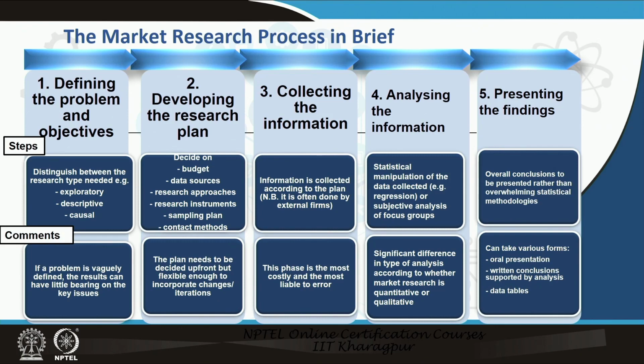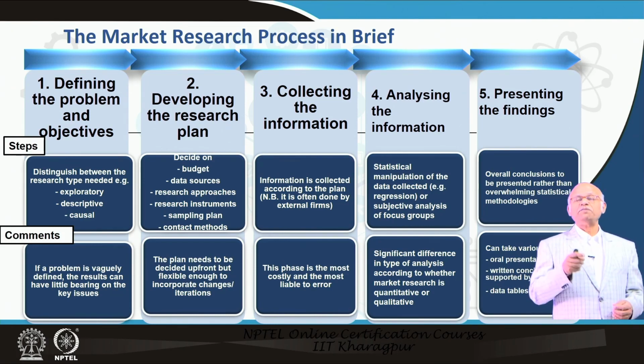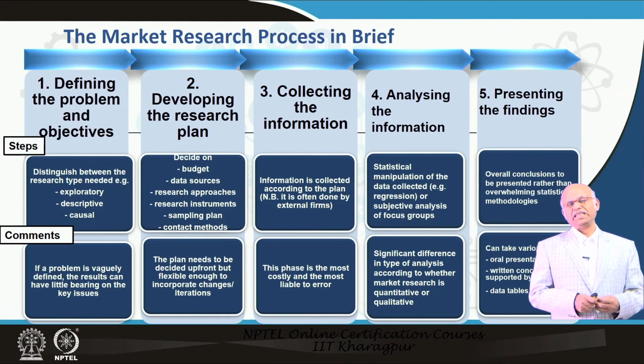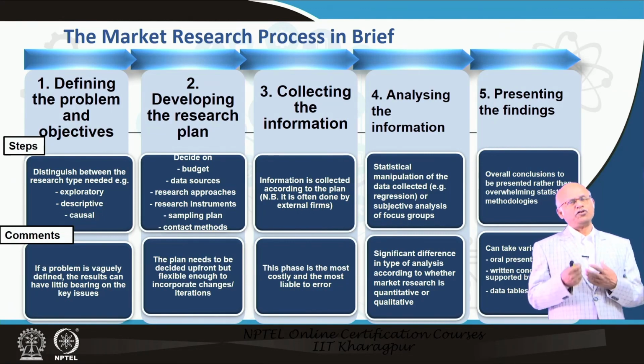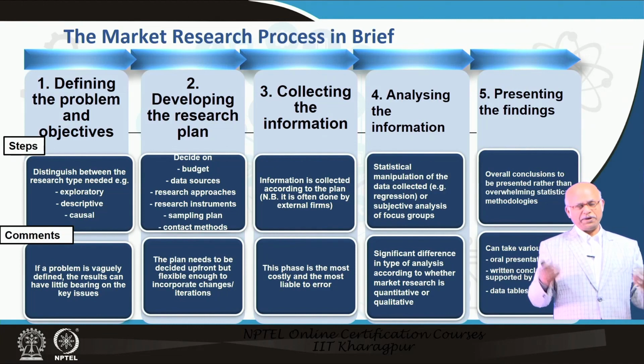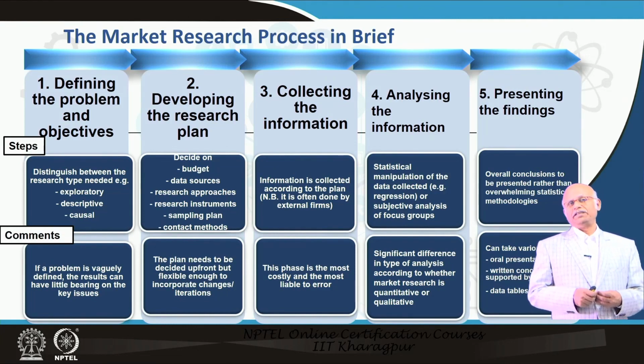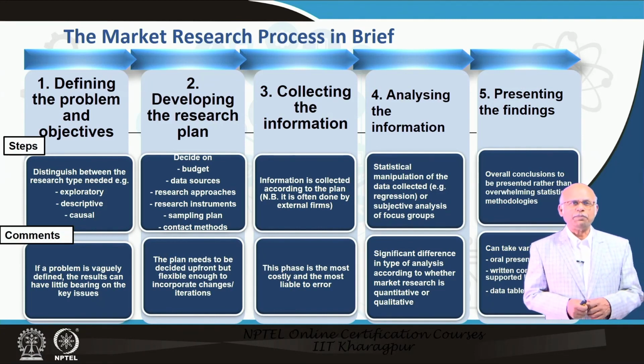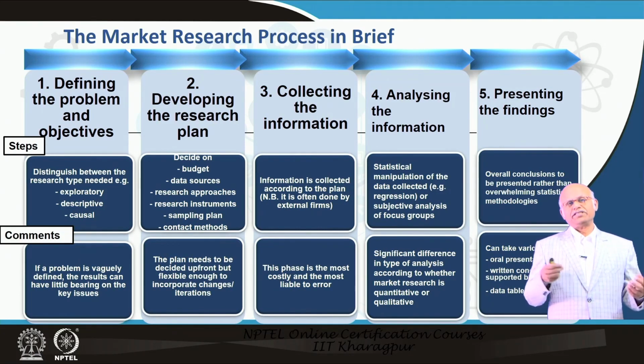So, defining the problem, it distinguishes between the research type needed, exploratory, descriptive or causal. If a problem is vaguely defined, the outcome is going to be vague. That is why the defining part is so very important. Research plan is also important. If you plan wrongly, then you gather the wrong data or biased data, etc. Data source, whether primary or secondary, what approach to apply, what instrument, whether it is a questionnaire or something else, whether through telephone or through whatever. This is the planning that you do.